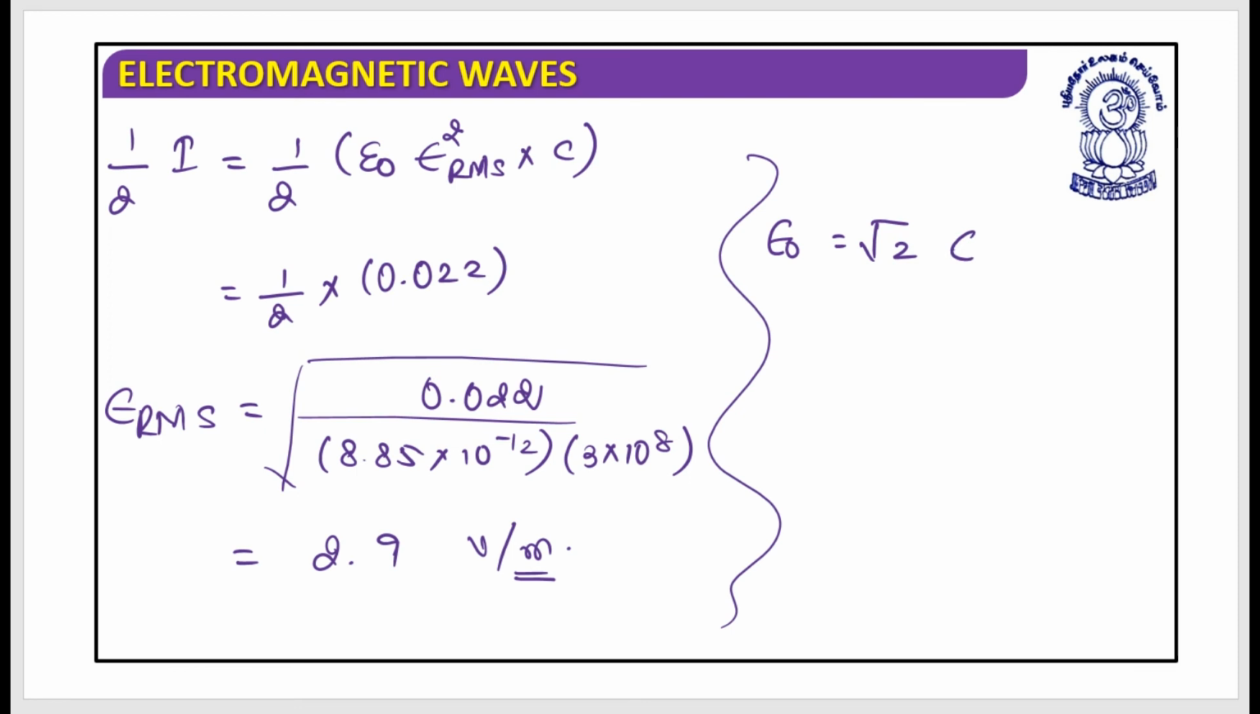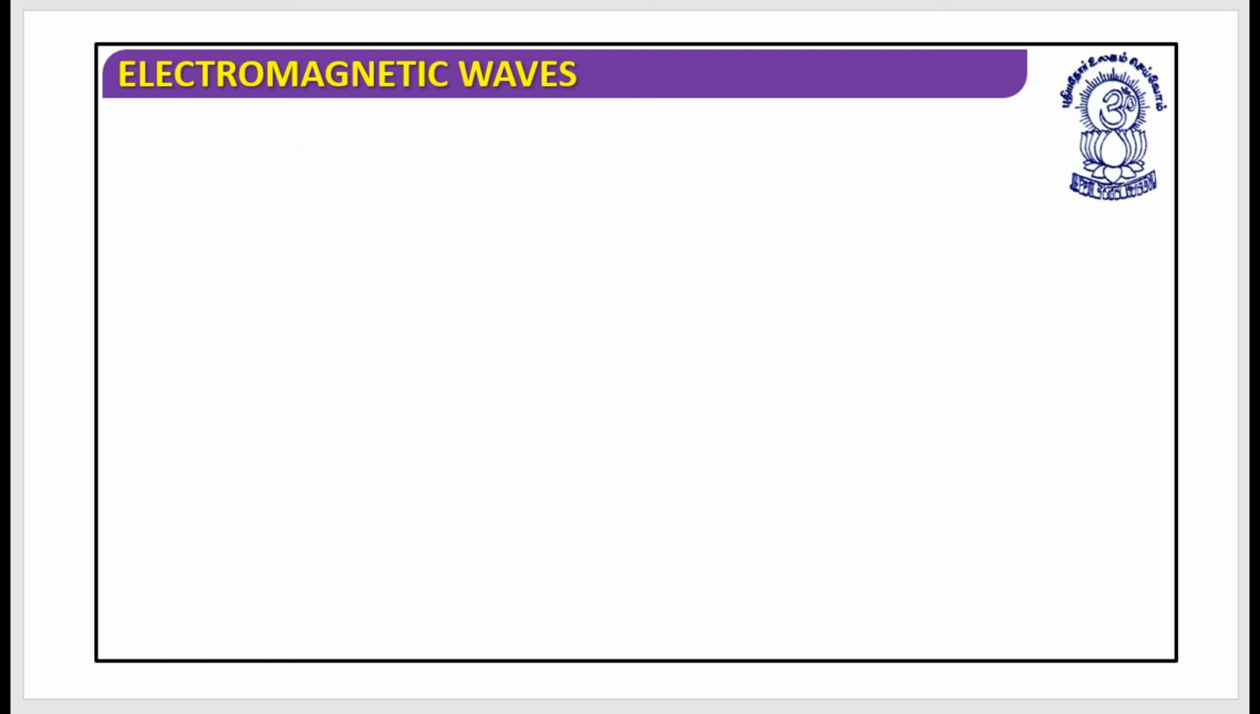E naught is equal to root 2 times ERMS. So this is equal to root 2 multiplied by 2.9, which is approximately equal to 4.07 volt per meter. This is E naught. Now let's calculate the BRMS too.